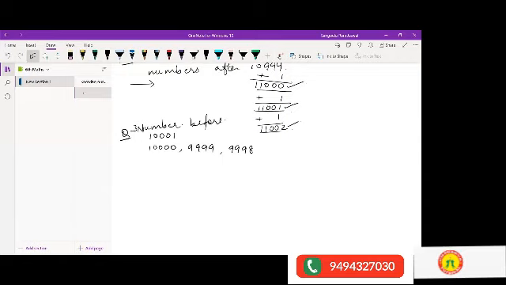Okay. Write the predecessor. Now you have to write the predecessor. Just now I showed you what predecessors are. So write the predecessor of 2,08,090. Right. 2,08,090.